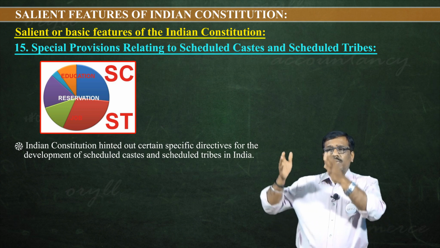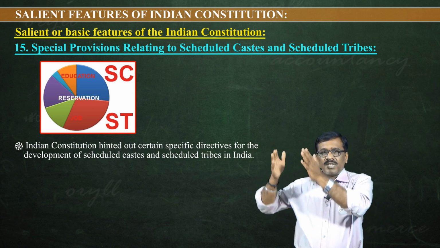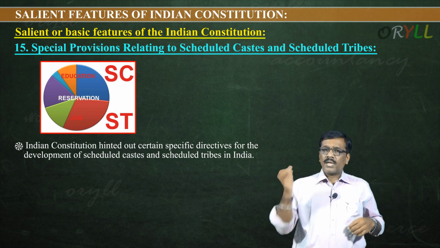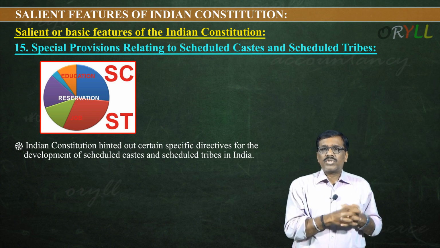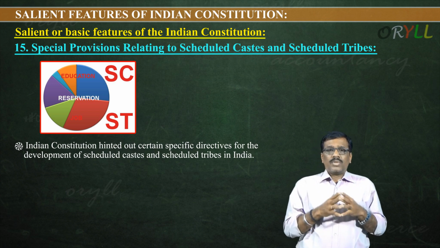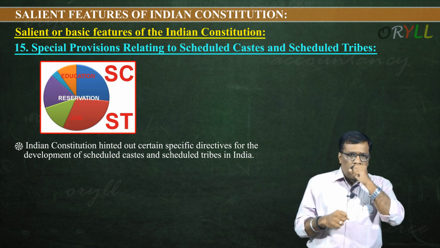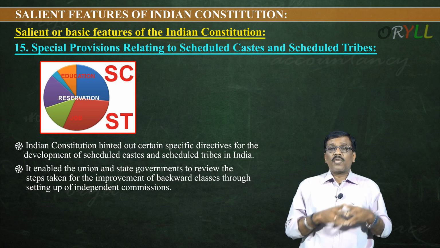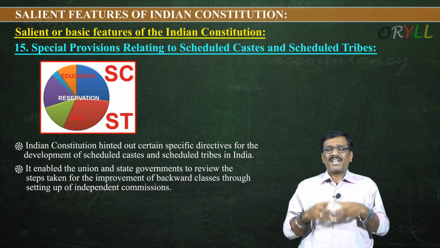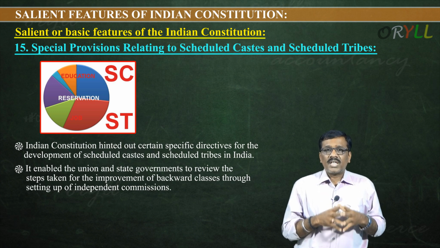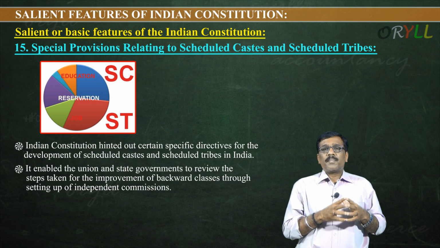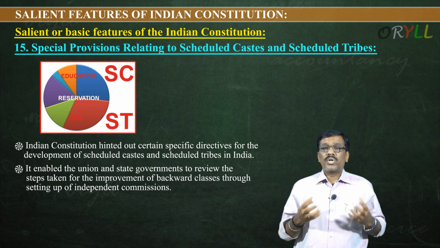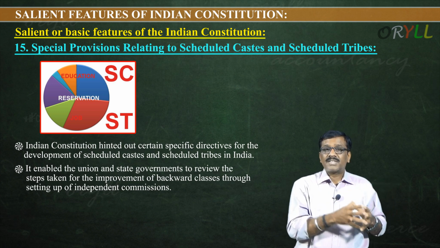So the government has specified or enlisted certain castes and tribes in certain schedules in the constitution, which are placed in the 5th and 6th schedules. They are known as scheduled castes and scheduled tribes. It enabled the union and state governments to review the steps taken for the improvement of backward classes through setting up independent commissions. By Article 338A and B, the government has set up the National Commission for Scheduled Castes and the National Commission for Scheduled Tribes in order to ensure better development for these castes and tribes.